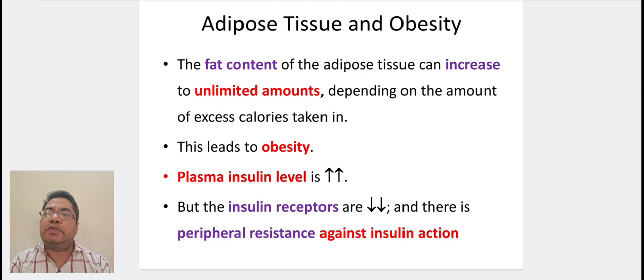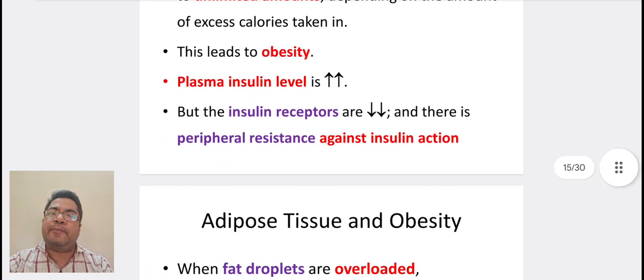Coming to adipose tissue and obesity, the fat content of the adipose tissue can increase to unlimited amounts depending on the amount of excess calories taken in. This leads to obesity. Plasma insulin level increases, but the insulin receptors are decreased and there is peripheral resistance against insulin action.